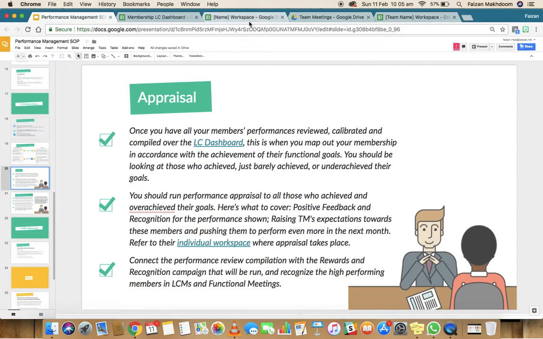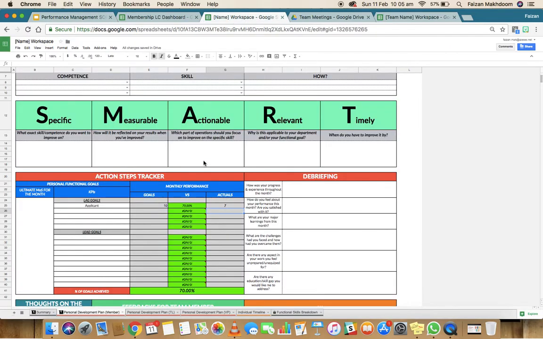All feedback, performance review or appraisal takes place within the individual workspace. That includes the goals that they had set out for themselves before the month started, and at the end of that month, the actuals are measured against the goals that were set out, and based on that, a debrief is conducted to see how well the members have been able to achieve them.